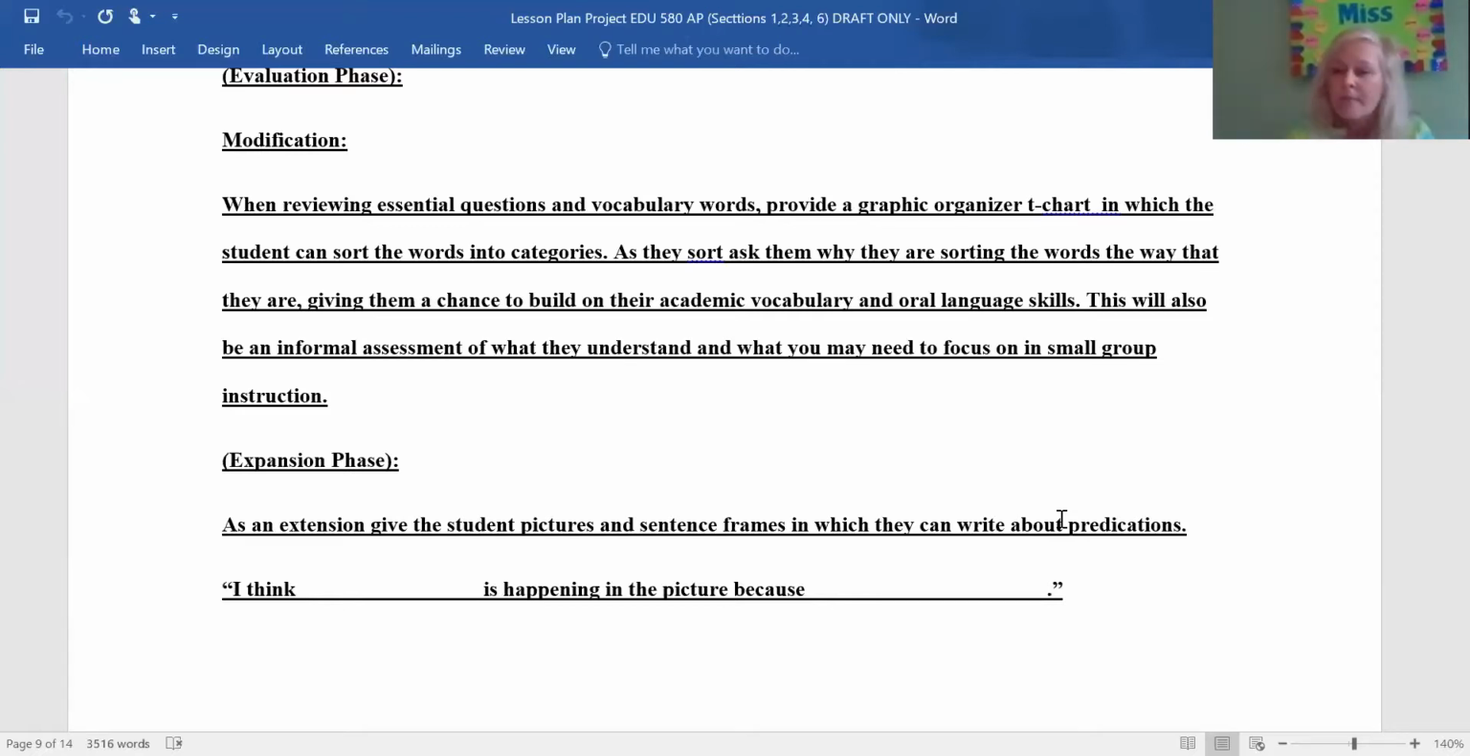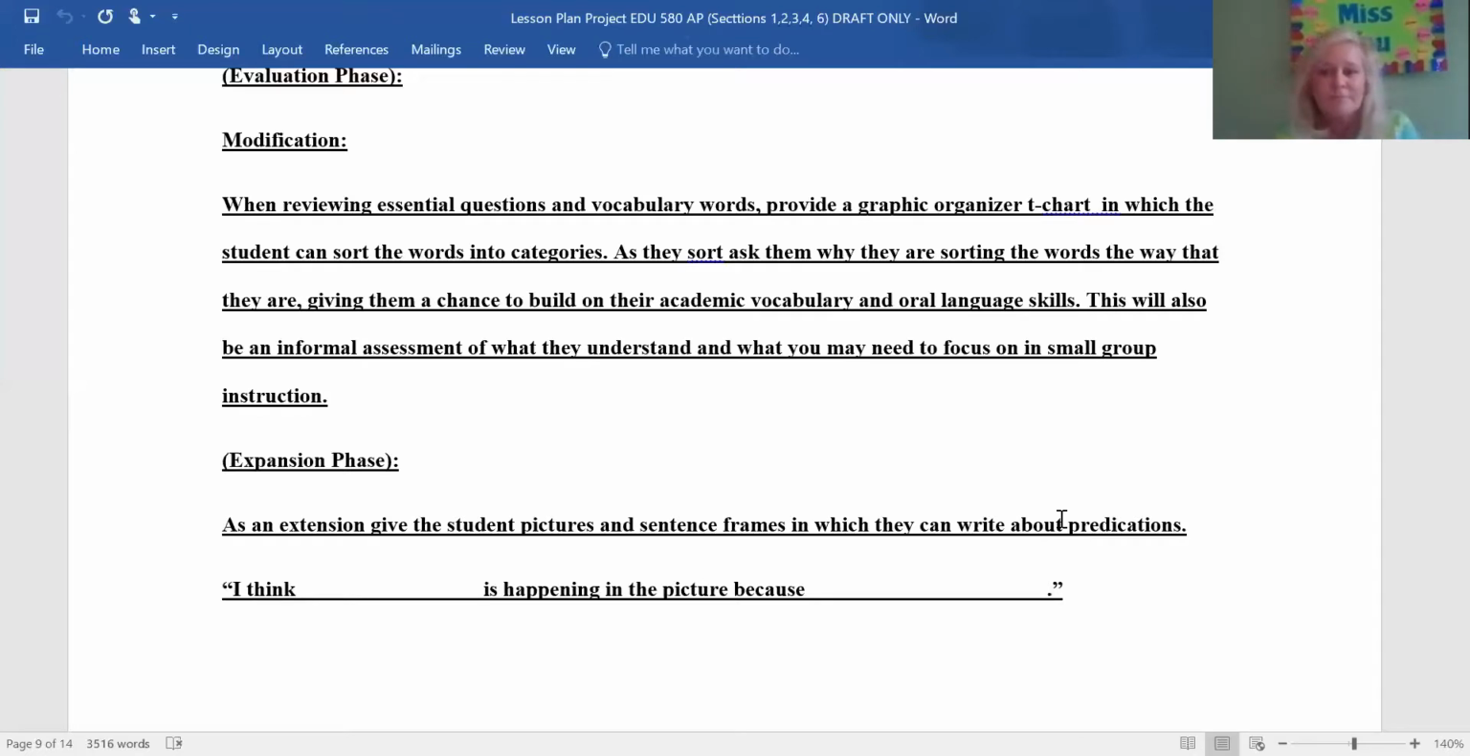So really, the last part of this modification, well, there's two parts. There was a point where they could review the essential question and vocabulary words, and I just added the modification to provide some type of graphic organizer, like a T-chart or some other organizer that would allow them to sort their vocabulary words into groups. A lot of times this just gets them thinking, okay, why would these two words go together? Just making some connections about those words.